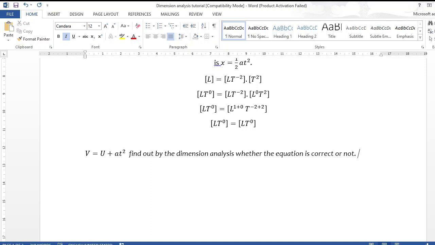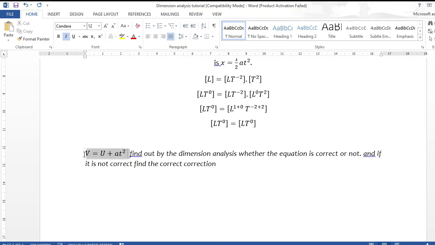And if it is not correct, find the correct equation. Now, to find out whether this equation is correct or not, we use the same process here, dimension analysis.